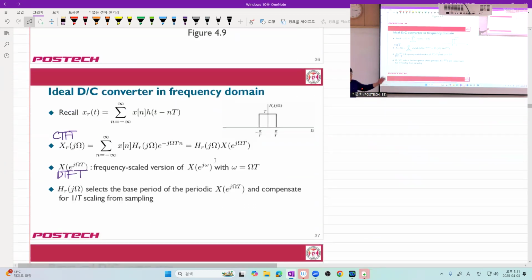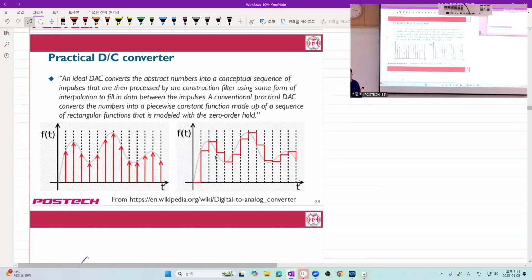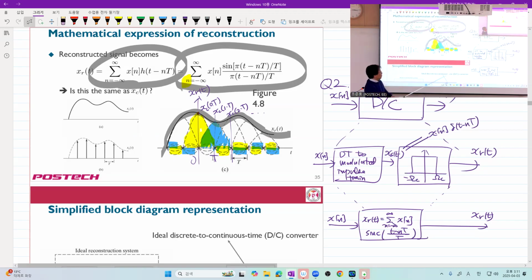And ideal C2D converter in frequency domain. And as I told you, you have sinc pulses. And in practice, we never have this one. We can never have an impulse train, not alone impulse, a modulated impulse train. Then what do we do?